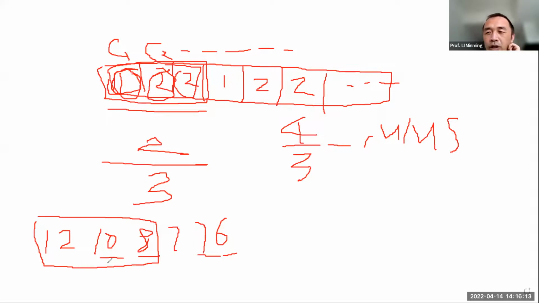Or the other direction. This one is at least 1/3, right? Because it's larger than any other item, altogether 3 items. This one is larger than any other 2. So this one is larger than 1/3. Therefore, the other 2 is less than 2/3. I guess this is easier to understand, right?